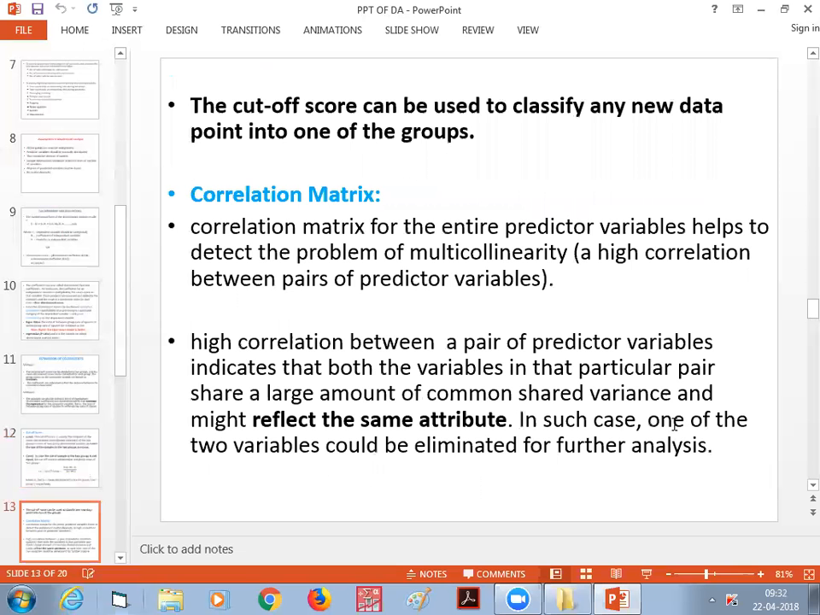So what is the next one we have? Next one we can find out is the correlation matrix. We have to understand the output of the SPSS. It will provide this correlation matrix.